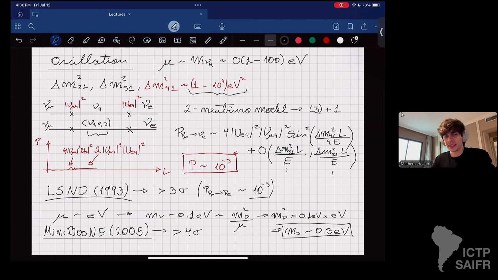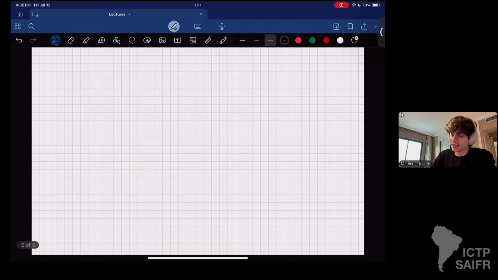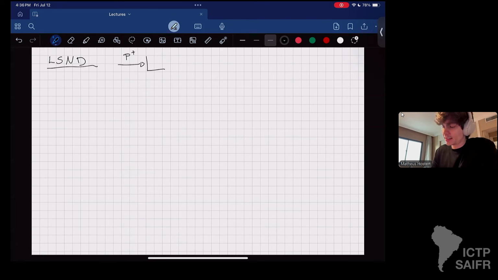These two experiments are actually quite different in the way that they work. I will say just a few words about LSND because I find that's kind of an interesting setup, and it enters into the third exercise that you have on the website. So LSND was a pion decay at rest source, and I think that was the only exception that Pedro didn't talk about in his lecture. Maybe I missed it, but if not, it's always good to hear it again.